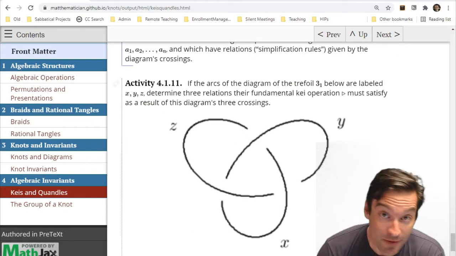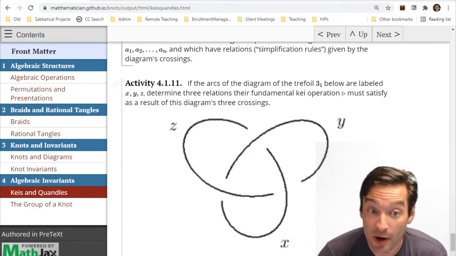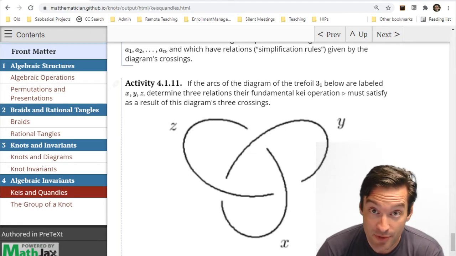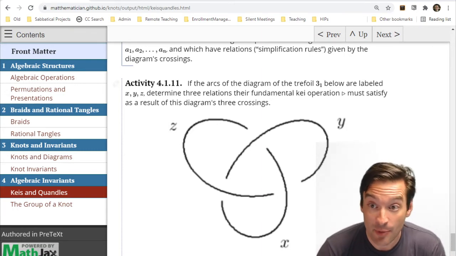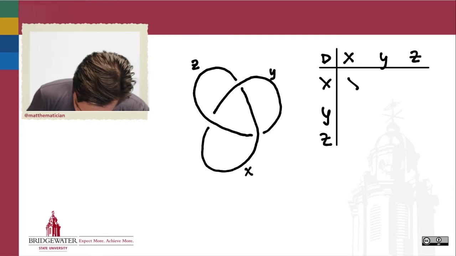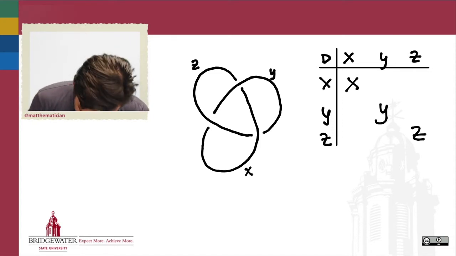The great thing about the trefoil is that in constructing its fundamental K, we don't have to work too hard because we have enough relations between idempotents and between the pair of relations that we get at each one of the crossings in this to be able to fill in all 9 entries of the operation table without discovering any new elements in the process, right? We use idempotency to fill in the diagonal. X triangle X is X, Y triangle Y is Y, Z triangle Z is Z. And then we use the crossings to fill in the rest.